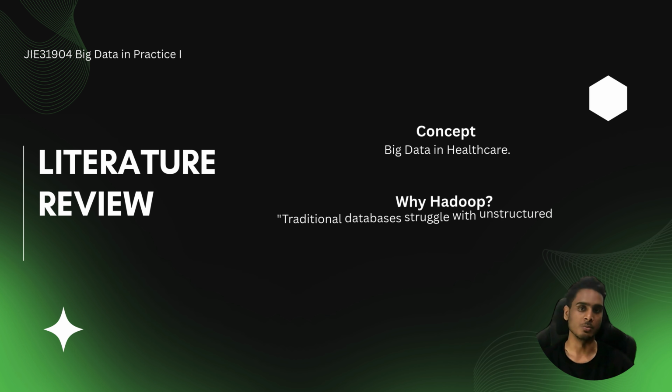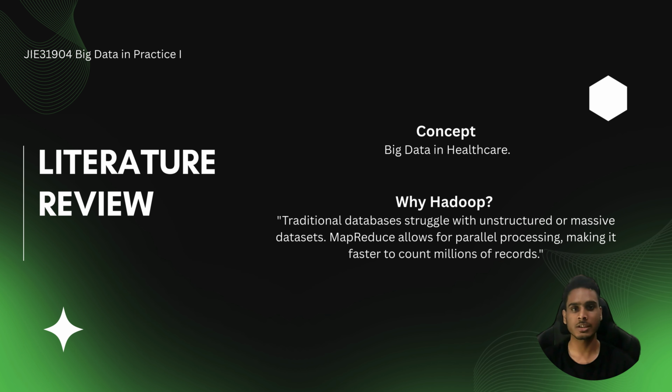Why are we using Hadoop? In traditional systems, processing thousands of hospital records can be slow and resource heavy. According to the principles of big data, MapReduce offers a parallel processing model. This means the data is broken into chunks, processed simultaneously across different nodes, and then reassembled. For healthcare, this is efficient. This efficiency is vital for real-time monitoring of disease trends and ensuring the batch layer of the big data architecture is robust and reliable.